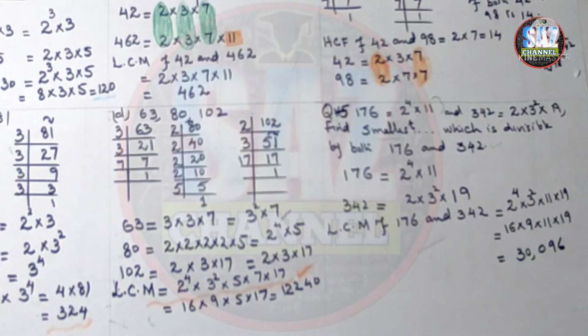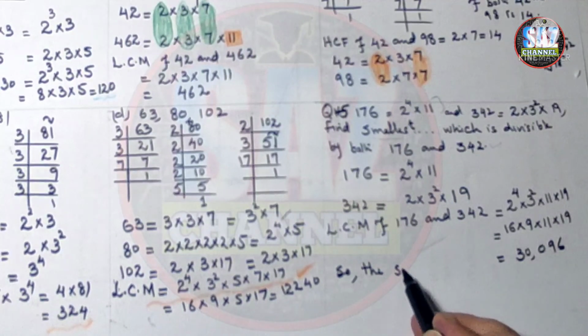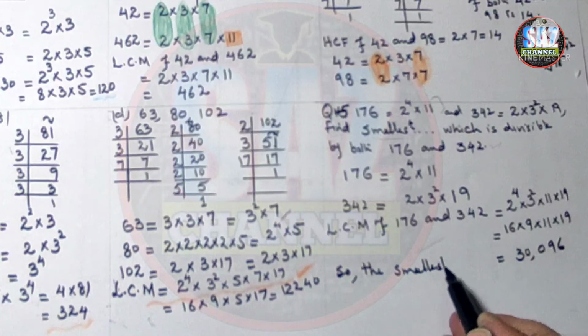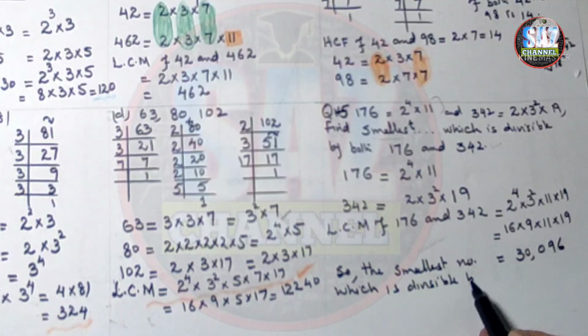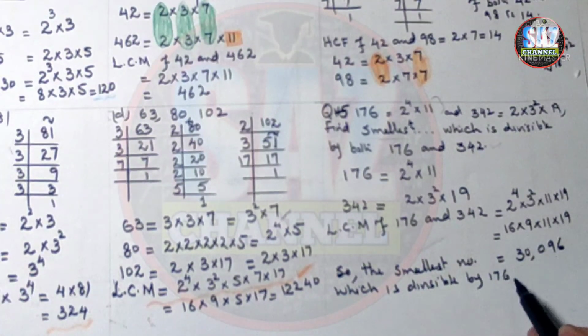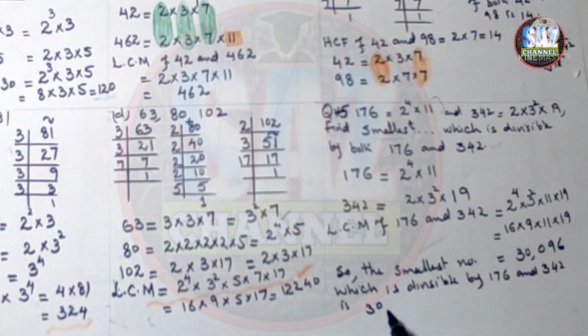So the question was asking for the smallest number which is divisible by 176 and 342, and it is 30,096.